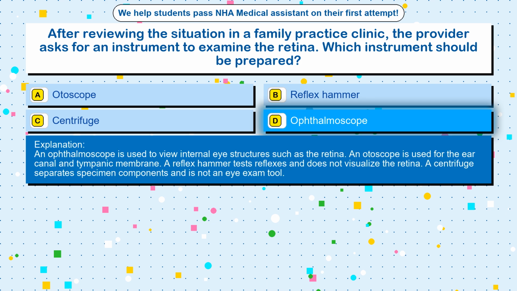An ophthalmoscope is used to view internal eye structures such as the retina. An otoscope is used for the ear canal and tympanic membrane. A reflex hammer tests reflexes and does not visualize the retina. A centrifuge separates specimen components and is not an eye exam tool.